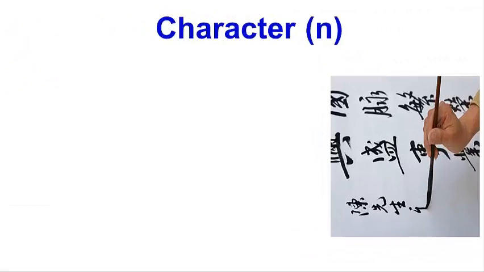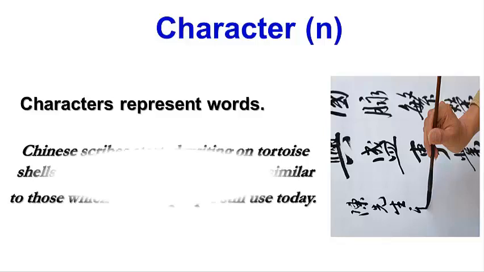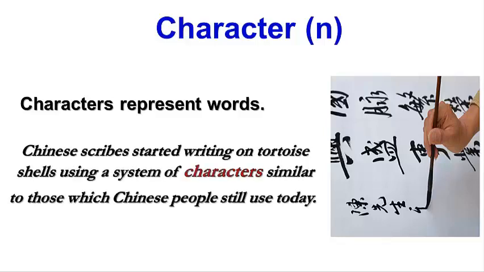Character. It's a noun. Characters represent words. Example: Chinese scribes started writing on tortoise shells using a system of characters similar to those which Chinese people still use today.